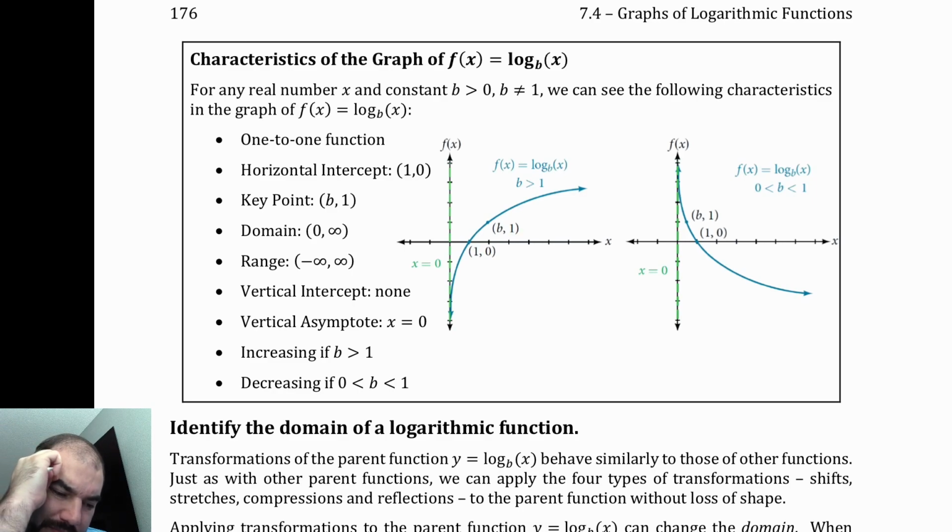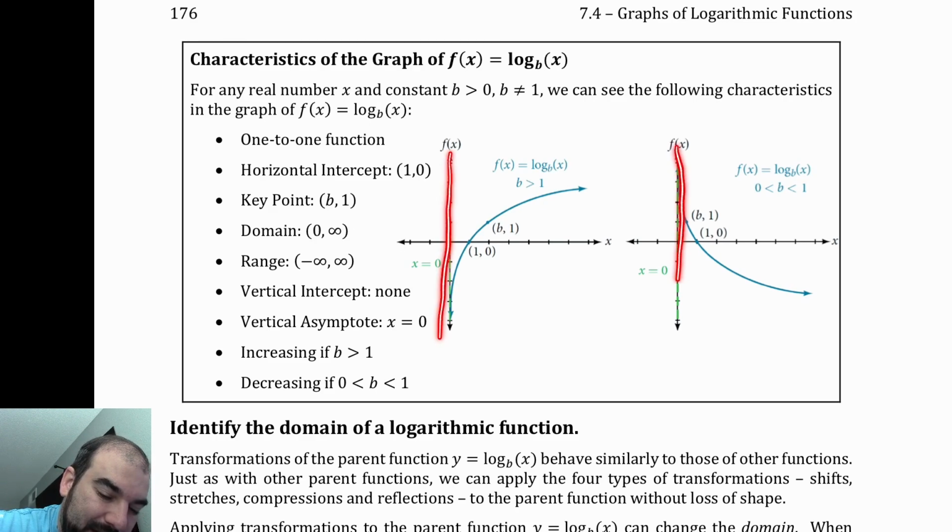of growth or decay, we don't really call them that. Remember, we called exponential functions either growth or decay, but these kind of look similar to exponential functions. That's not a coincidence. These are inverses of exponential functions. Therefore, their graphs will have a similar shape, except they're reflected, because that's how inverses work. So we have a vertical asymptote at x equals 0.